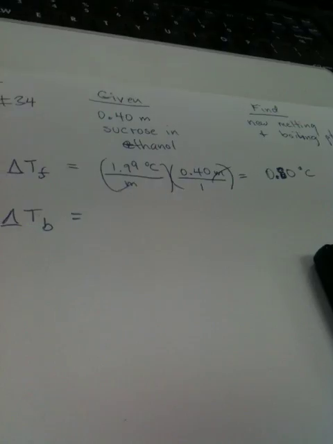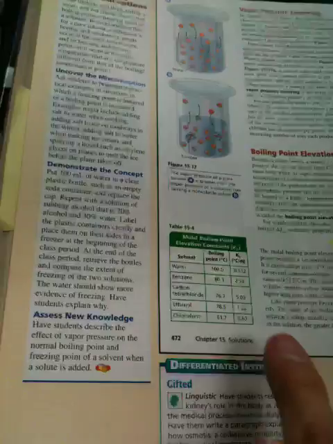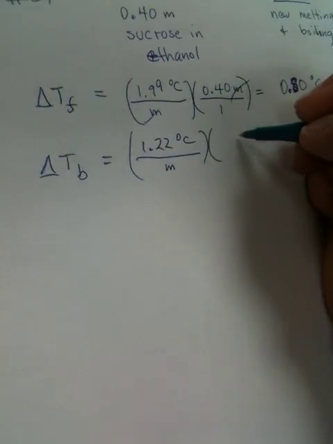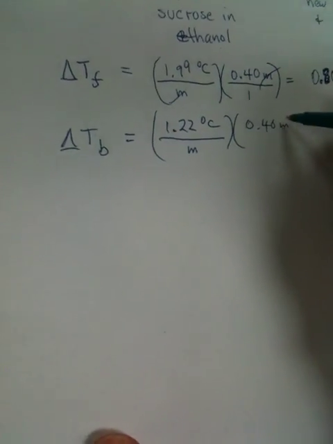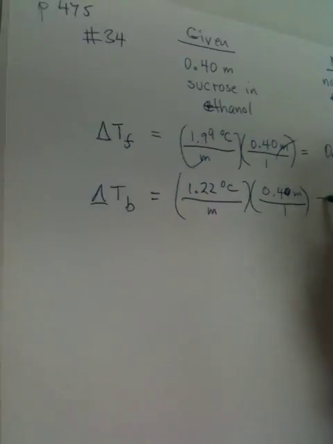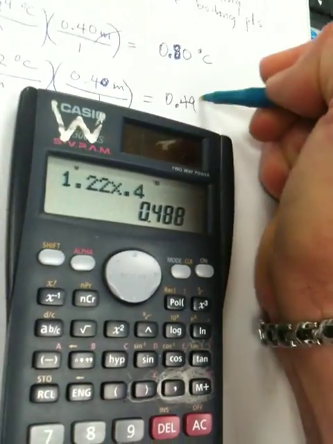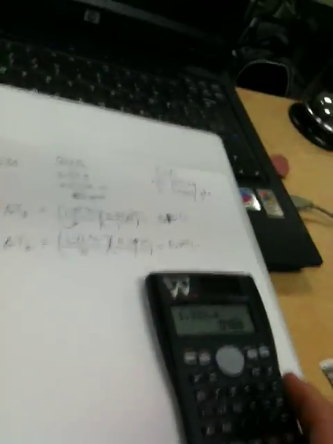And so we look at the other chart now. We're on page 472, and we look at ethanol, and that's 1.22 for the boiling point change. Okay, then we do the same thing. You're going to find this is fairly simple once you get it down. And this is over molality, and the same molality, 0.40 m over 1. And so we've got 1.22 times 0.4, and that gives us 0.49 degrees centigrade is our change on boiling point.